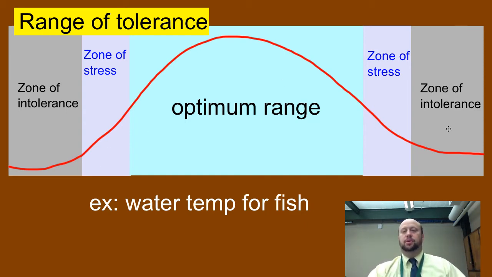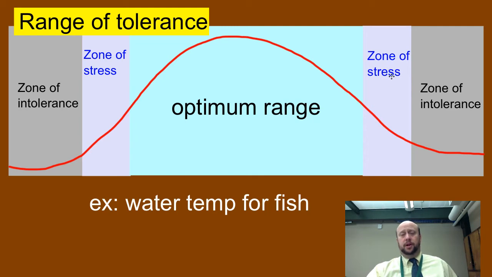And you'll see that we have sort of our typical bell curve here. There's an area in the middle, this light blue area. This is what we call the optimum range, or the optimum range of tolerance, which means that this is where they would prefer to live. There's a certain temperature range that a certain species of fish in a certain habitat is going to do really well in. This is where it's going to be able to reproduce really well. You're going to get large numbers of the population.